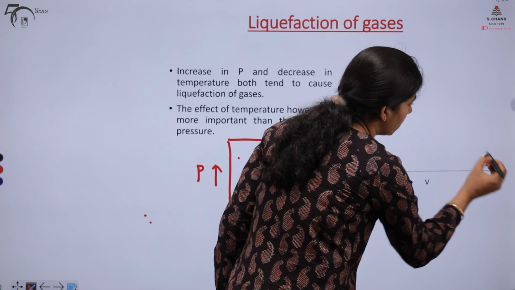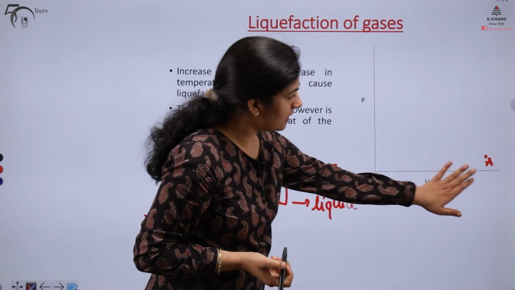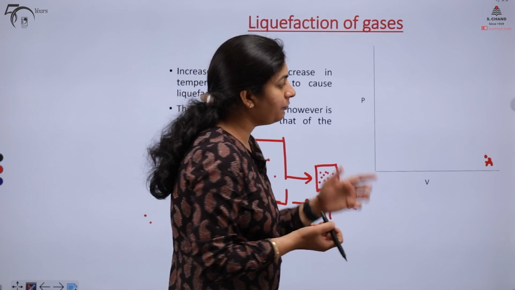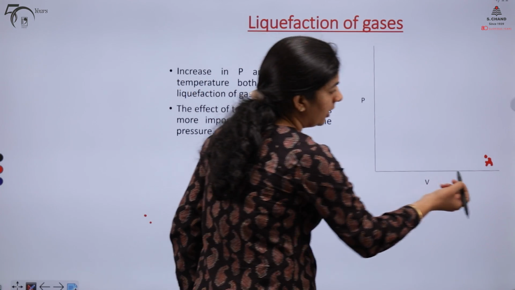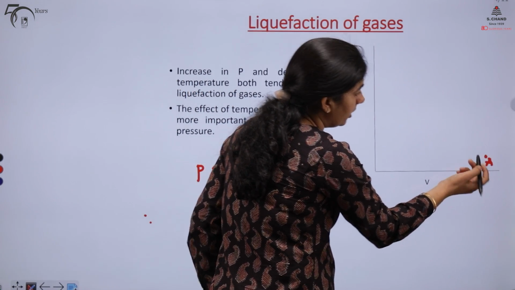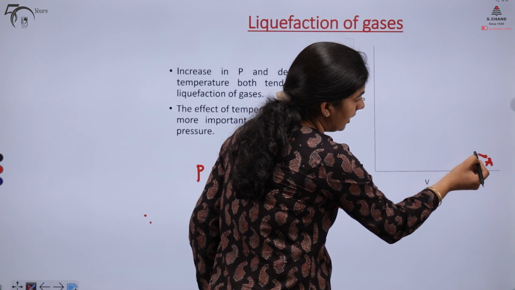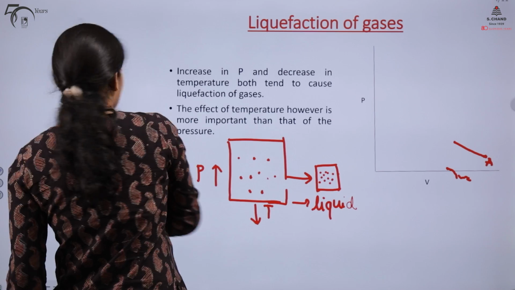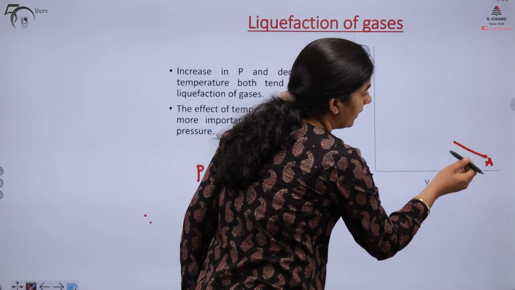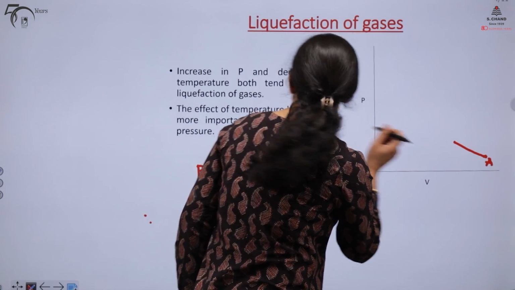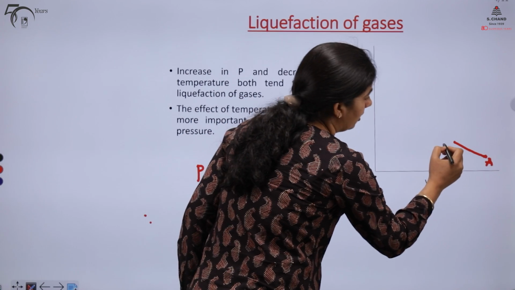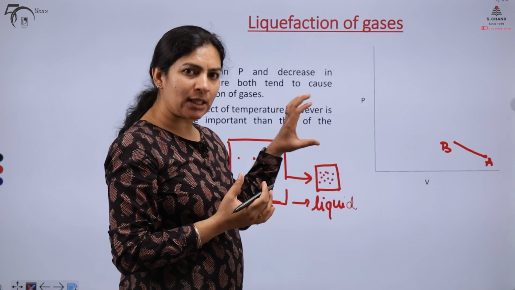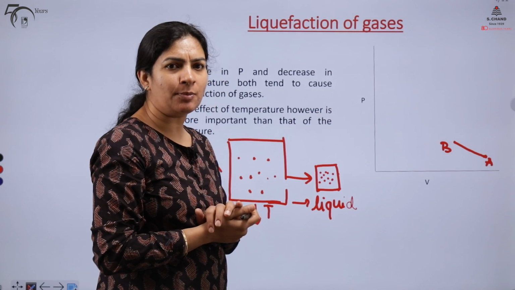This is the point where the gas is at low pressure and has high volume, right? Then if I increase the pressure, the volume will decrease, and therefore we will reach a point B. Up to this point we observe a constant decrease in the volume upon increasing the pressure.